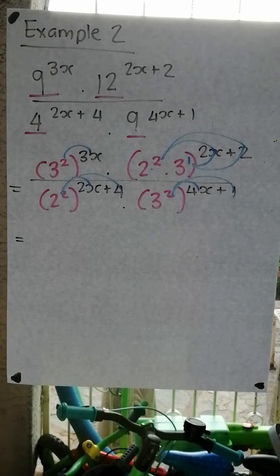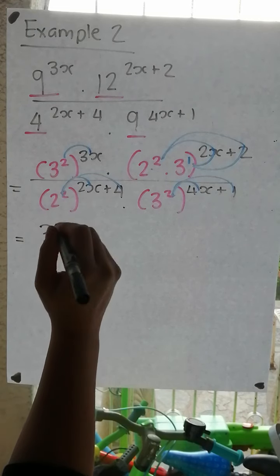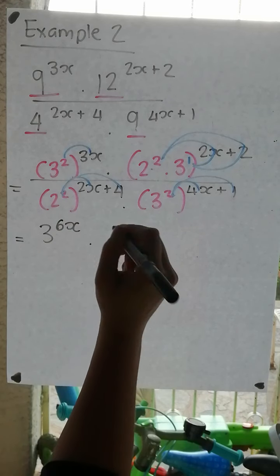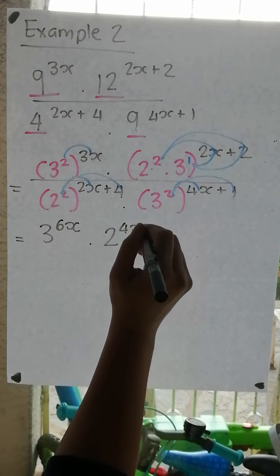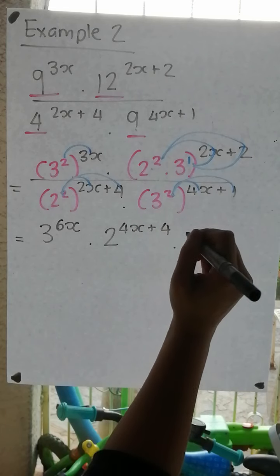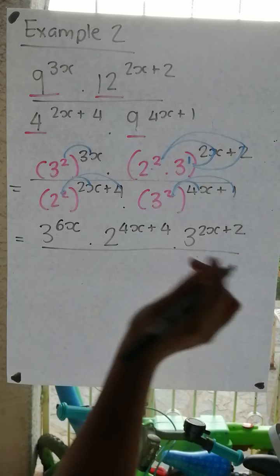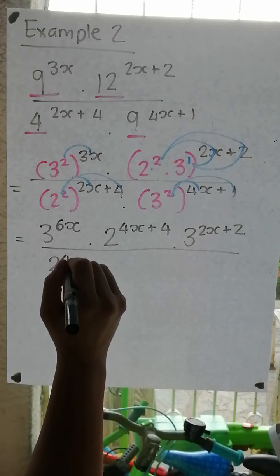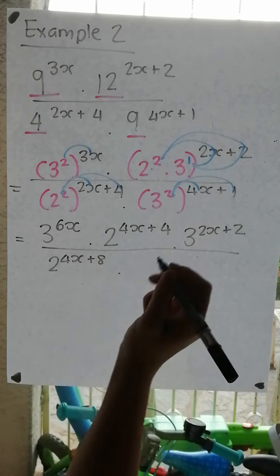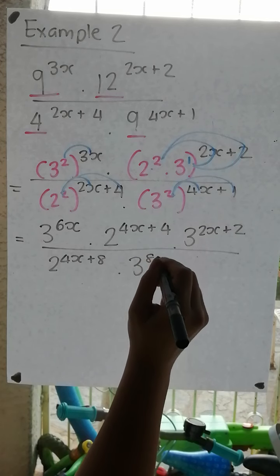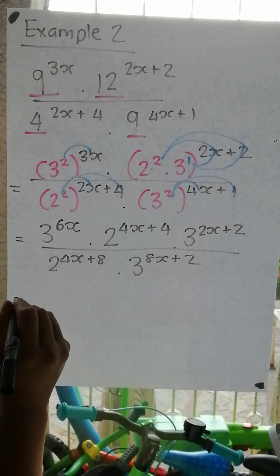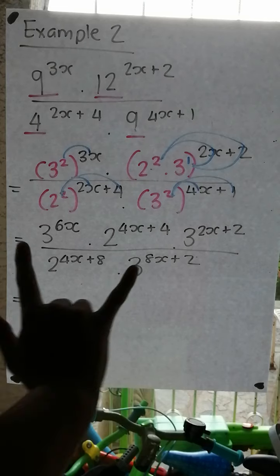So I end up with 3 to the power of 6x times 2 to the power of 4x plus 4 times 3 to the power of 2x plus 2, all over at the bottom, I've got 2 to the power of 4x plus 8 times 3 to the power of 8x plus 2. Okay, at the top I've got like bases.